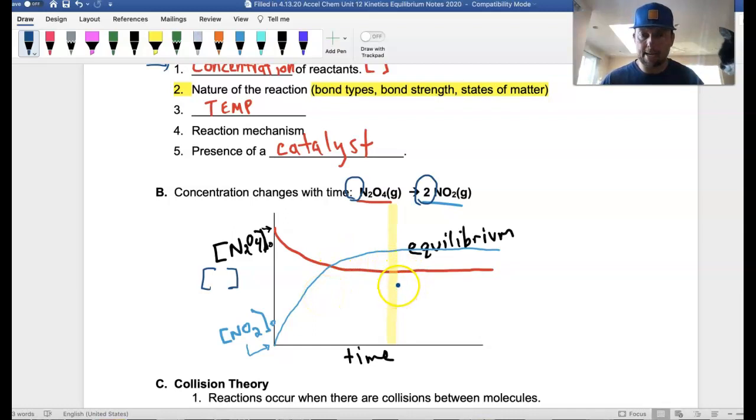And then, of course, once we pass this yellow line where the forward rate is equal to the reverse rate, we are in a situation called equilibrium. It doesn't mean the reaction has stopped. It just means that the forward and reverse reaction rates, whatever they are, whether they're really fast or really slow, are the same as each other. That's why their concentrations don't change.